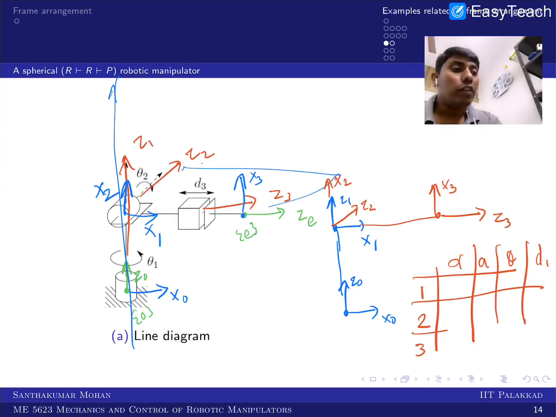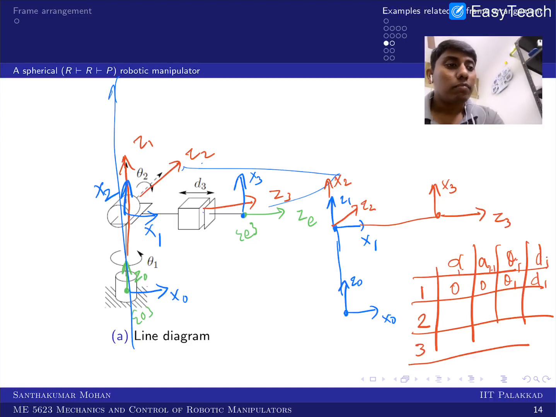Okay, so now the first alpha, you can see that there is no rotation, so 0 degrees, and there is no displacement along x0, so that is 0. But the first joint is active, so theta 1 is there, and there is a vertical displacement d1. Okay, so then the second frame, you can see that there is a rotation. The rotation is 270 degrees, that is 3 pi by 2, and there is no translation along the x-axis, so that is 0. And this is an active joint, so that is theta 2, and there is no distance between the 1 and 2 frames.